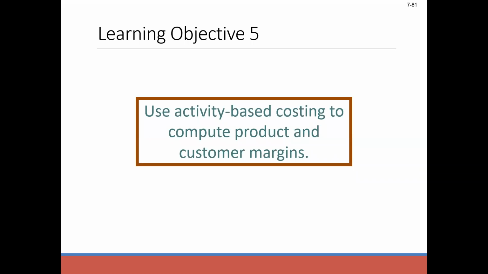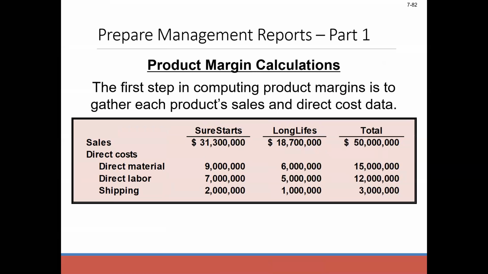Now let's look at how ABC computes product and customer margins. The first step in computing product margins is to look at each product's sales and each product's direct cost data. So we've got our 2 different types of batteries here, our Sure Starts and our Long Lives. And then we have per battery the direct materials, direct labor, and our shipping.